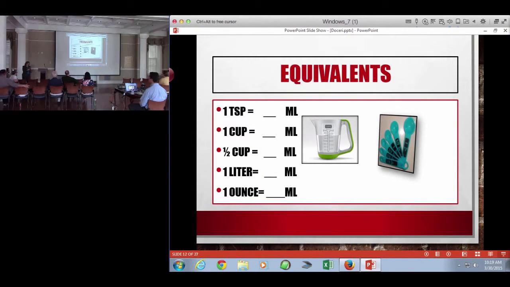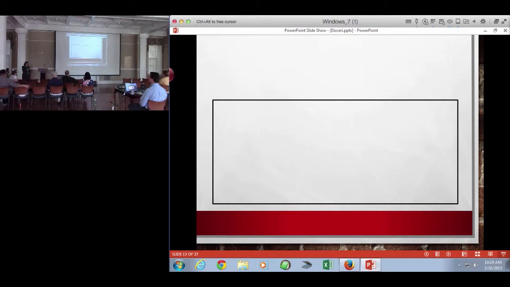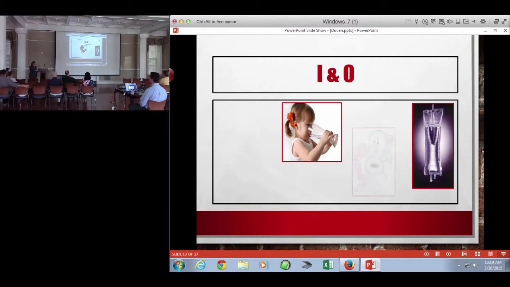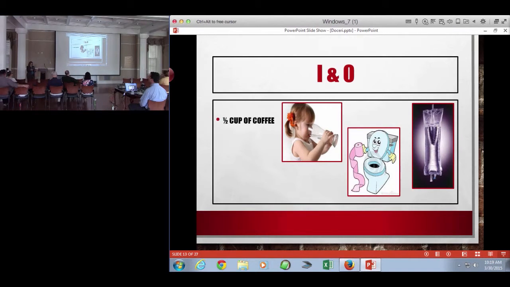I could do the same thing with conversions. We teach them I and O, same thing. Now this is some of the math, not technically dosage calculation, but they have to learn. So after they've learned those conversions, then I could give a sample like this, ask them to add it up, and fill in the correct amount.